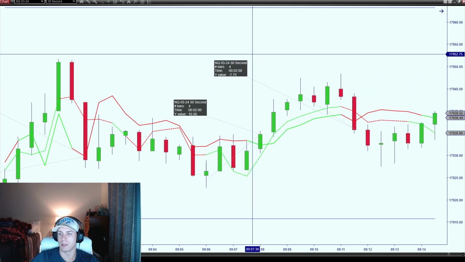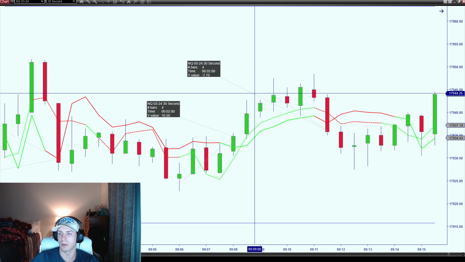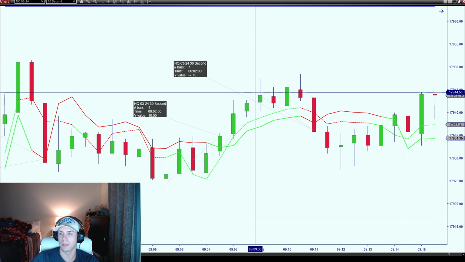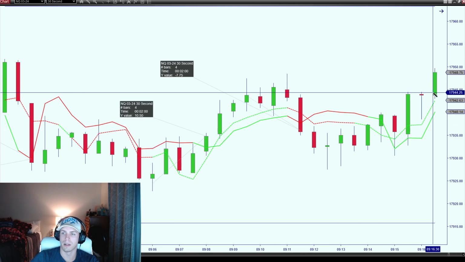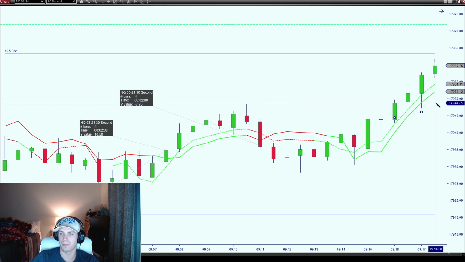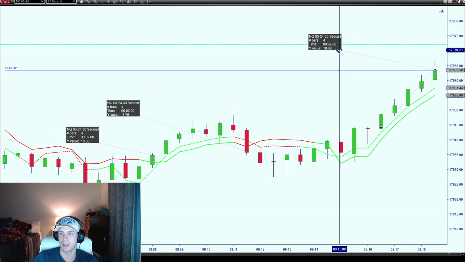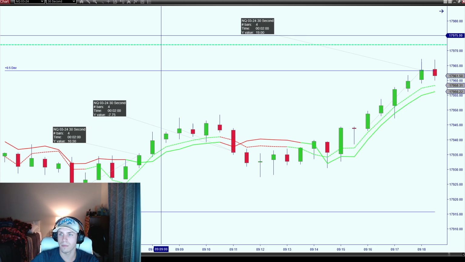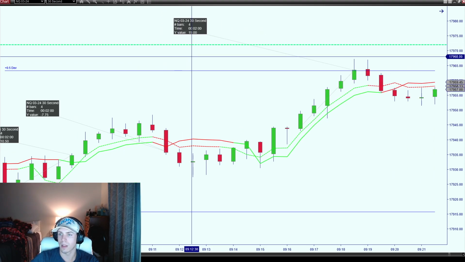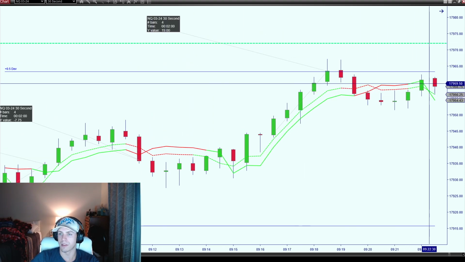Nothing, no entries. There we go, angling up. We don't crack the high yet. Crack the high there though. I would consider this an entry. Targeting that dev. There we go, that's about 19 points of profit. No other entries yet in here.